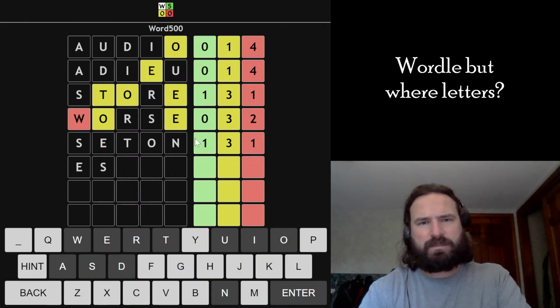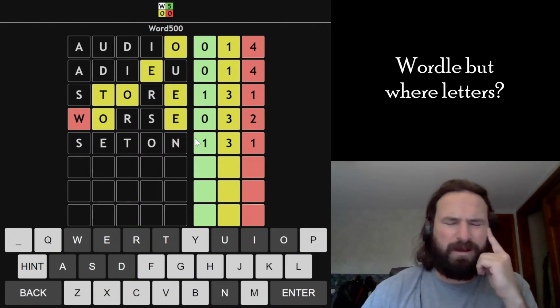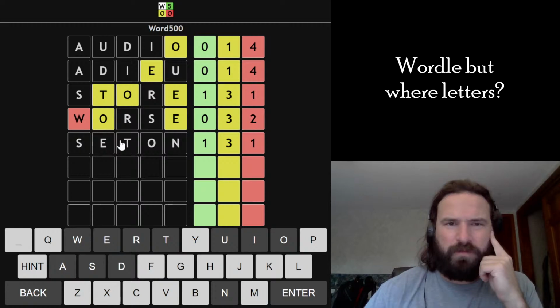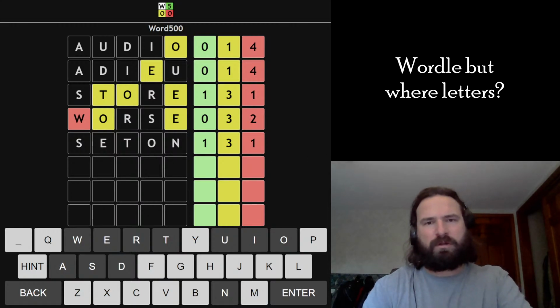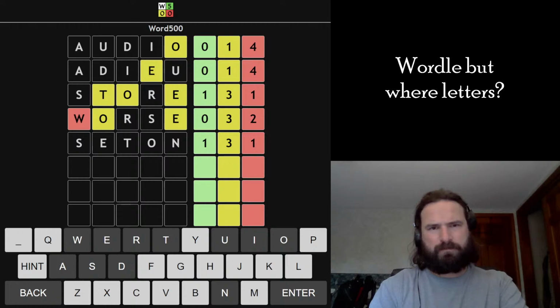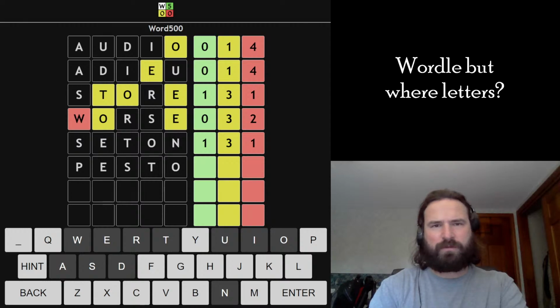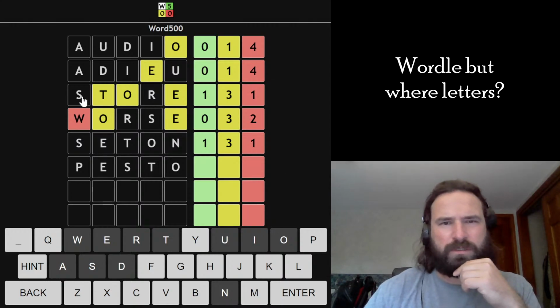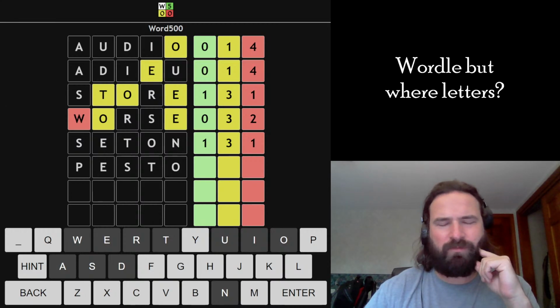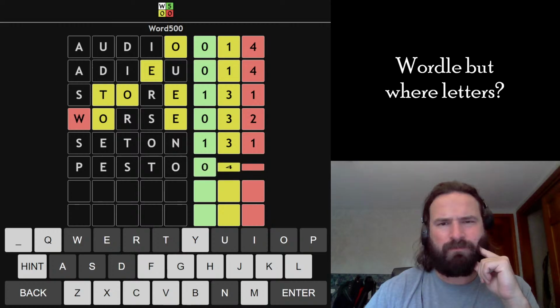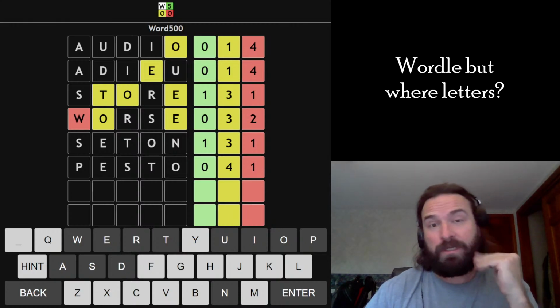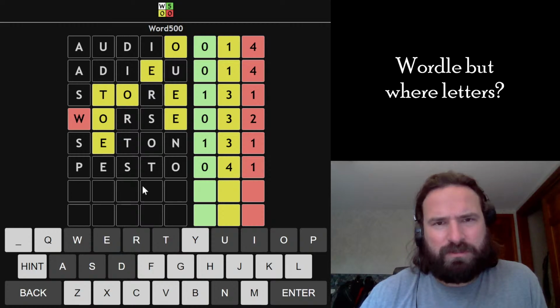Like E, S. I need one green from both of these. This is so hard to think about. Pesto? Oh, pesto is kind of a classic one that I try all the time. I don't think this works, actually, because I don't have a green from store, right? It doesn't work. I'm going to try it just to see how many greens I get, because I'm really confused. We get four yellows. Okay, so E is definitely yellow here. That was useful for that.